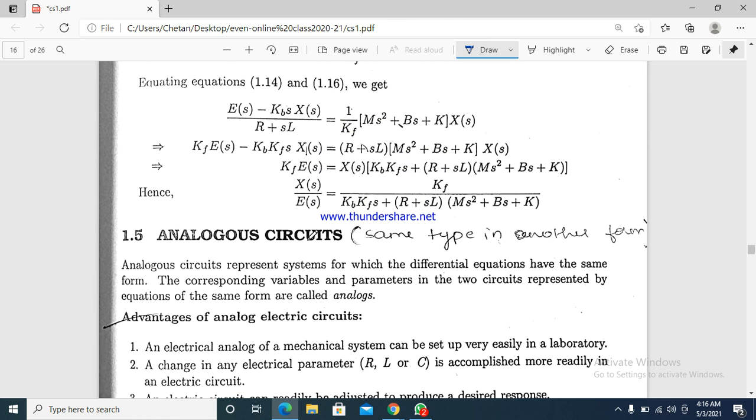In next concept, we will discuss about analog circuit. Do you have any doubt in this problem so that I can rectify this? Next I will move to next concept.